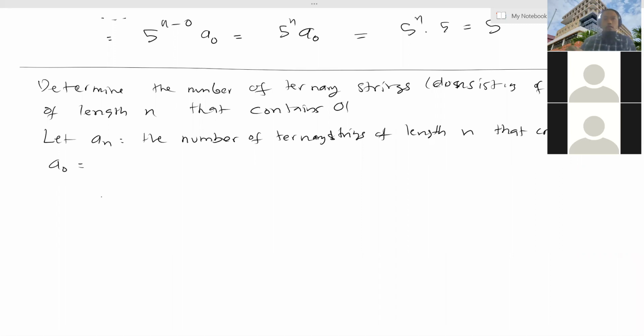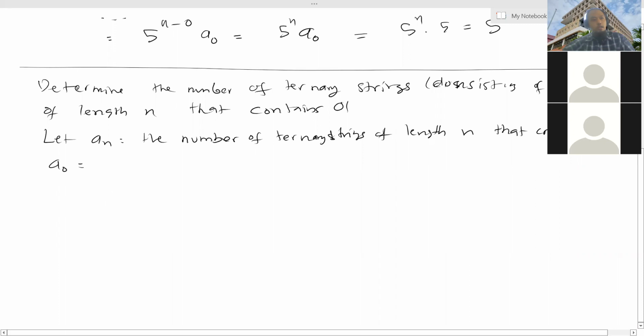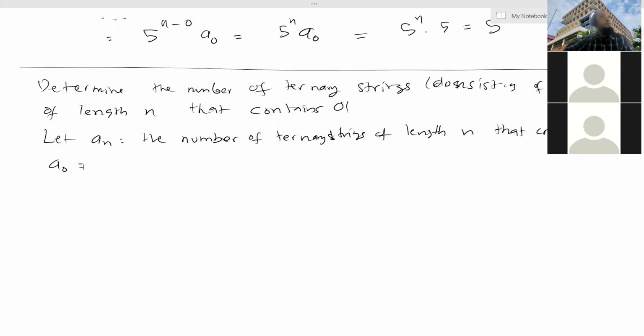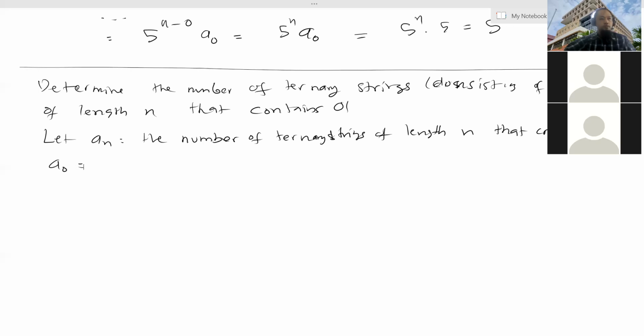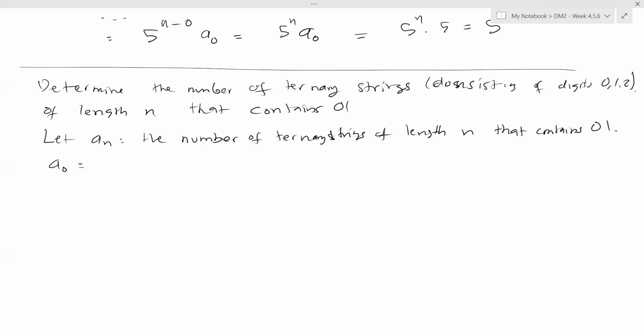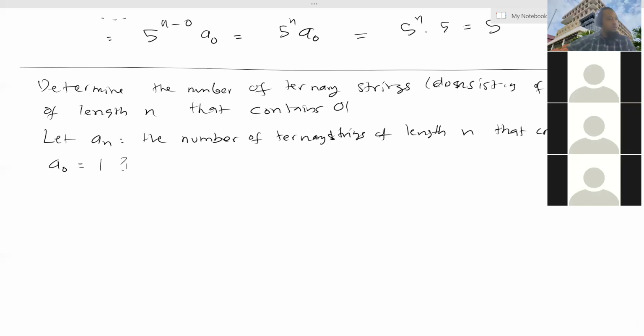What was your answer last week? What is a_0 in this case? Anybody? Moza, what's your answer? Nobody wants to answer? Nafis? Is it 1, sir? Why is it 1? Is it true that it is 1? Because the number of ternary strings with the length 0 is only 1, like the empty string.